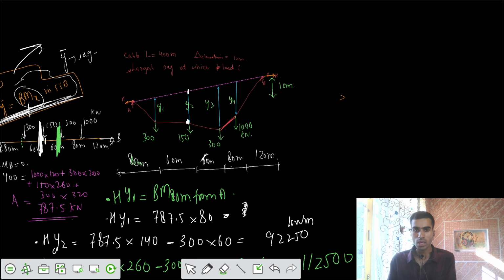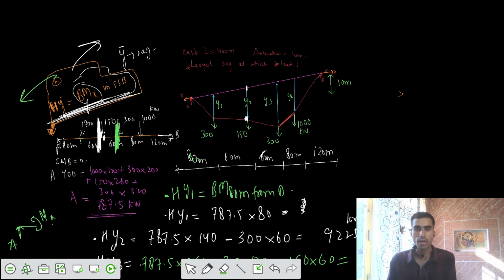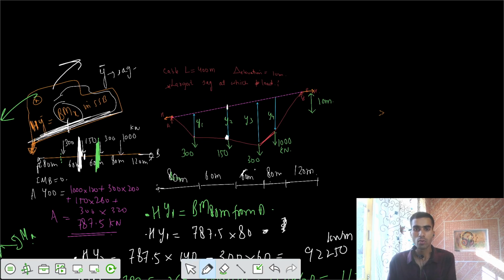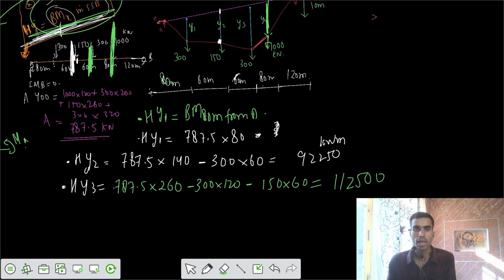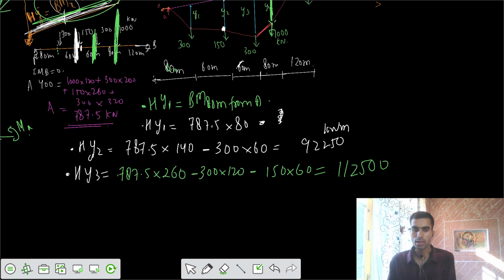Okay, so we got different values. Now the last section, where we have the fourth load at this location, I want to say what is the sag y4. If I write hy4 equals the bending moment about this section in the simply supported beam, then I would say reaction A, that's 787.5, and the length is 280. Minus the effect of that load 300, and the horizontal distance up to that point is 260 plus 80, 320. Is that 320?